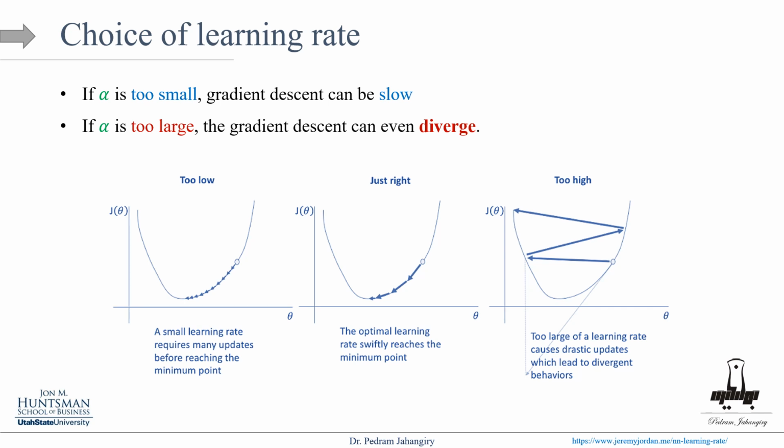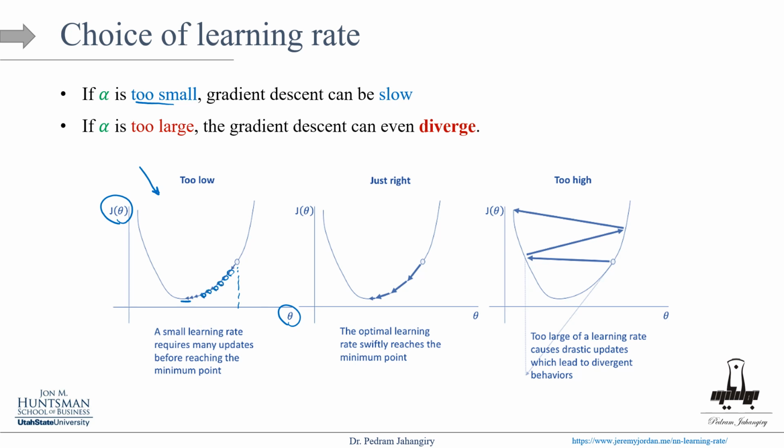All right, now let's talk about the choice of learning rate alpha. If this alpha, the learning rate, is too small, what's the problem? The problem is that gradient descent can be very slow. I want you to focus on this chart, theta versus your loss function. A small learning rate requires many updates before reaching the minimum point. For example, we go from here to here, and as you can see, it requires a lot of iterations.